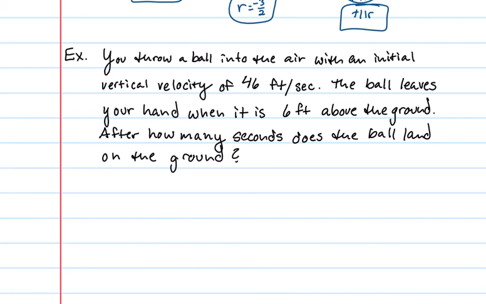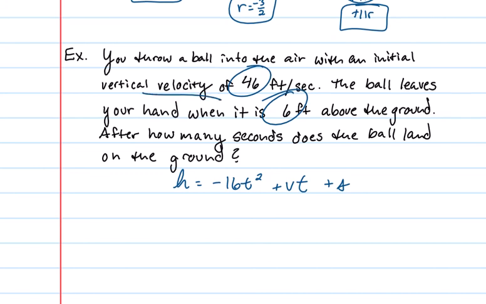Sounds a little bit complicated, but if you write down, box it, make a note of it, you should have this formula. H equals negative 16 t squared plus vt plus s, where h is your height at a certain time, t is that time, v is your initial velocity, and s is your initial position. Alright, your initial height. So, identifying these numbers here. So, 6 feet above the ground. Alright, 46 feet per second velocity here.